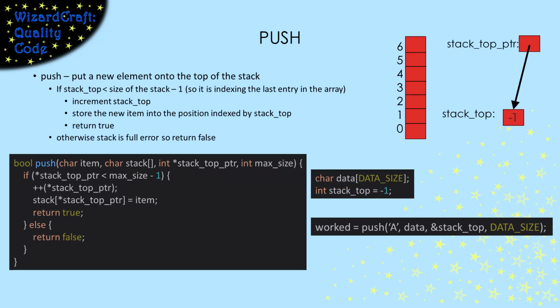The first thing push does is compare the -1 that stack top pointer points at with the size of the stack. Since there's room left, we go into the if. Then we chase stack top pointer and increment what it points at, so that will make stack top become 0. Then we chase stack top pointer again to get that 0 and store our capital A in the position of 0 of the stack. Return true because it works. The important thing to remember is that stack top pointer is pointing to the integer we want to use. So every time we use it, we have to dereference it to get that integer.